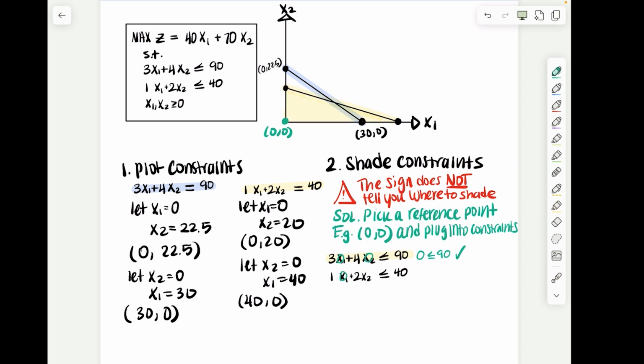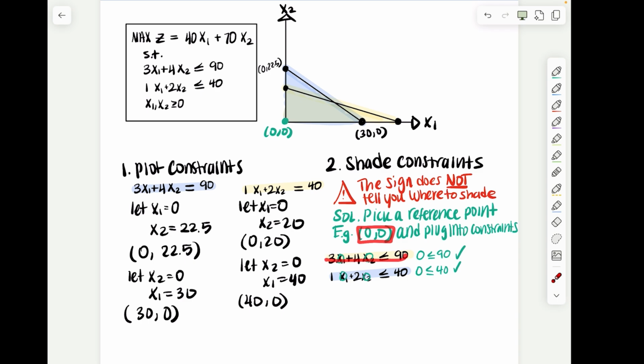Now we do the same here. We plug in 0, 0. That makes this whole thing 0. Is 0 less than or equal to 40? Yes, so we want to shade the area that contains our reference point 0, 0. So are we shading above or below? Which one contains 0, 0? The area below. So this right here.